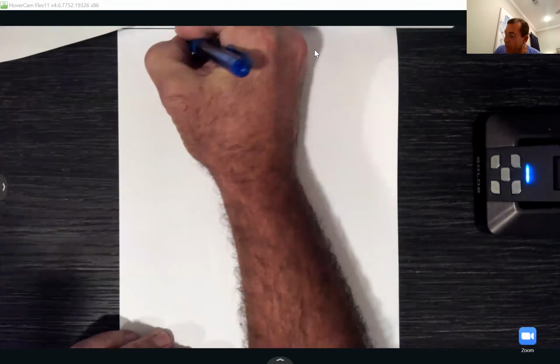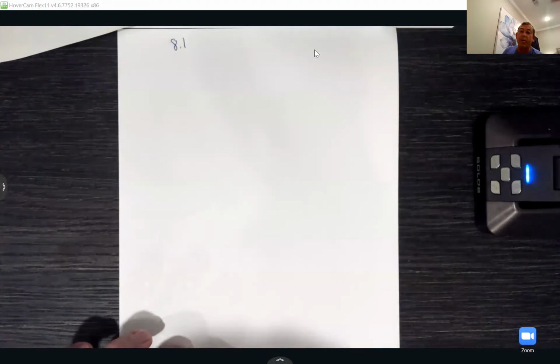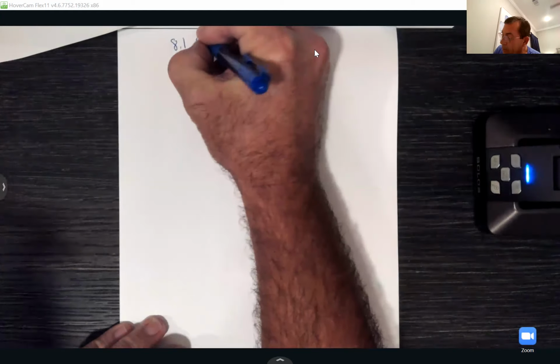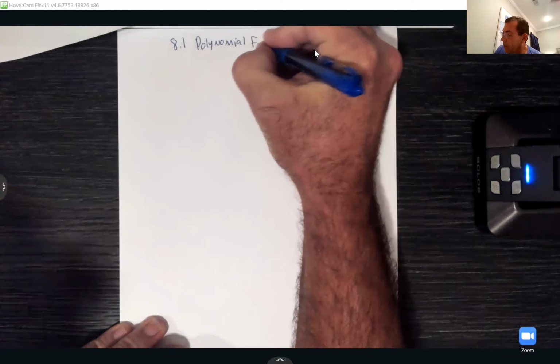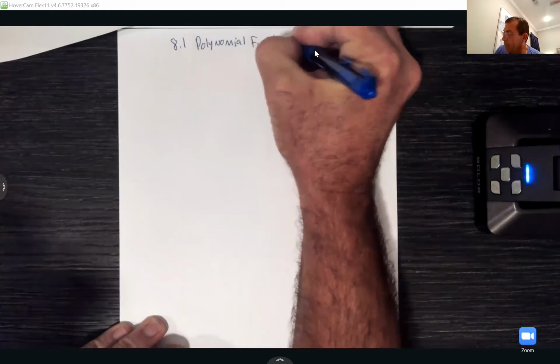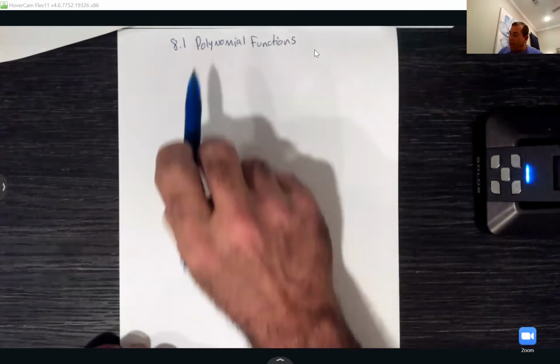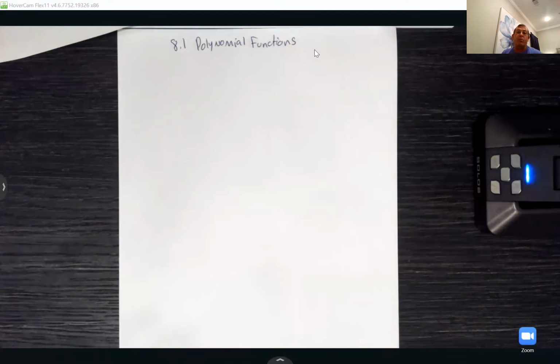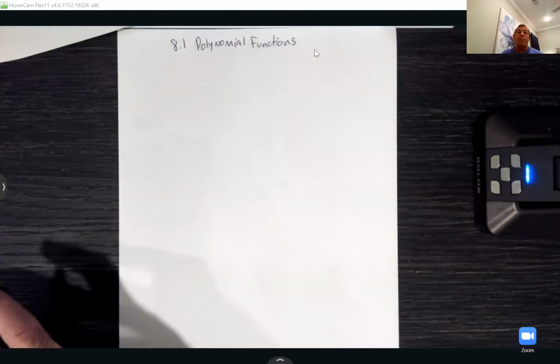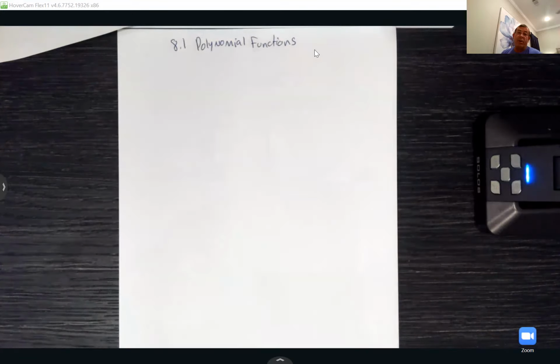Also, 8.1 deals with polynomial functions. And y'all, polynomial just means that we're looking at expressions with many terms. So it can be a one-term monomial, two-term binomial, three terms, we call it a trinomial, and then anything else, we just generally call it polynomial, okay?